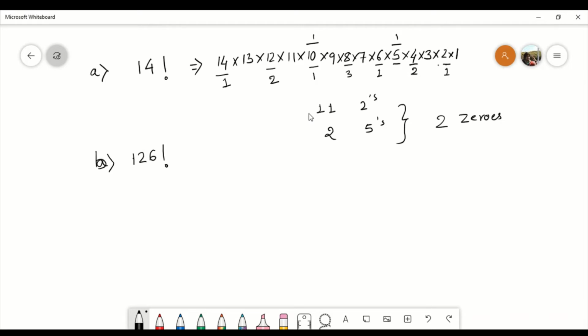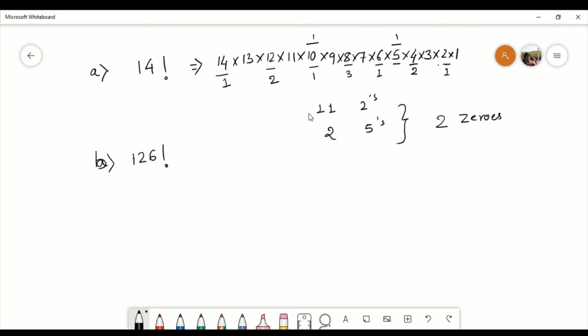When we reach a 5, we reach it in an interval of 5, and in that interval we have two even numbers, and all of those even numbers will have at least one 2, right? So we don't need to count the number of 2s, we can just count the number of 5s, and that will give us the number of 0s, right?